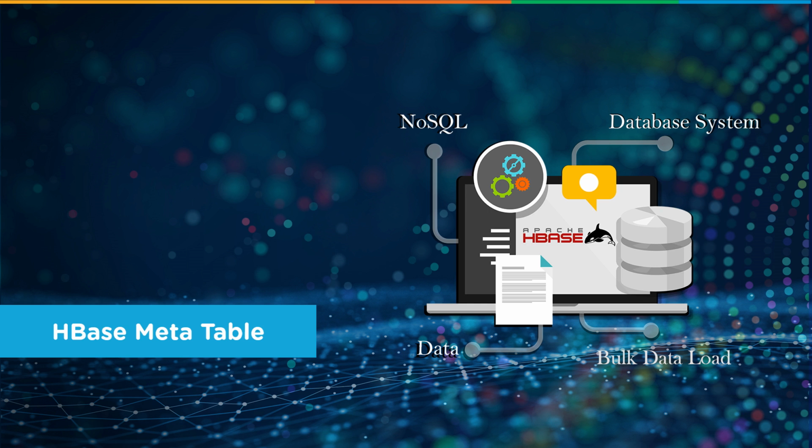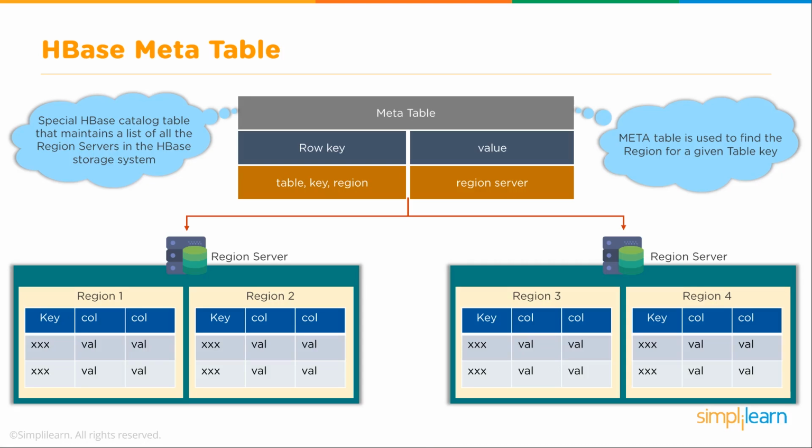Let's take a look at the HBase meta table. Special HBase catalog table that maintains a list of all the region servers in the HBase storage system. So you see here we have the meta table. We have a row key and a value, table key, region server. So the meta table is used to find the region for the given table key. And you can see down here, our meta table comes in, is going to figure out where it's going with the region server.